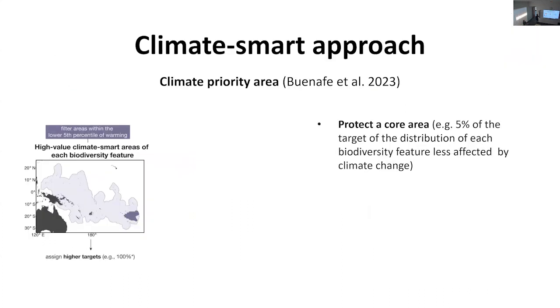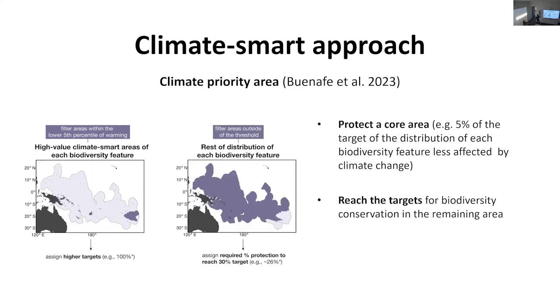And to include this climate-related data, we are using a method that Tim developed, called climate priority area. What it does is split the distribution of the feature in two. One is the climate priority area, which is the areas of higher climate resilience in this case. And we assign a target of 100% for this part of the distribution.